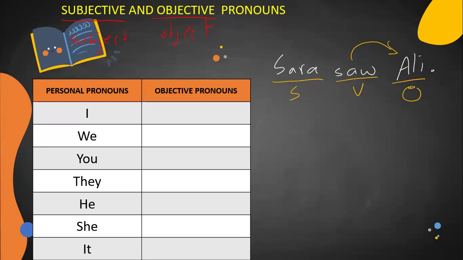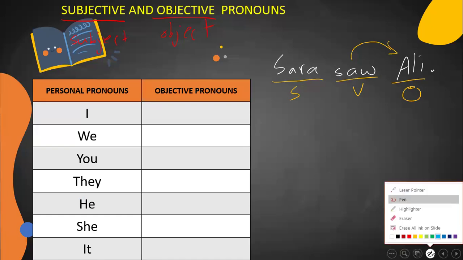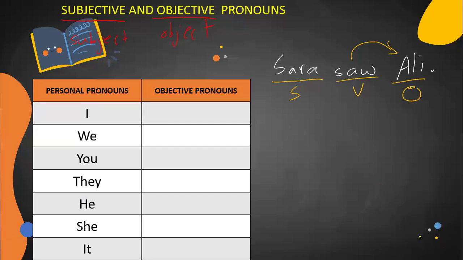Before answering this question, let's go to the personal pronouns, which are at the same time the subjective pronouns. In English, we have 7 pronouns: I, we, you, they, he, she, and it. These are the subjective pronouns. And since here in this sentence we have Sarah as a girl or a woman, we have to use she. Okay, then the verb. So now what about Ali?